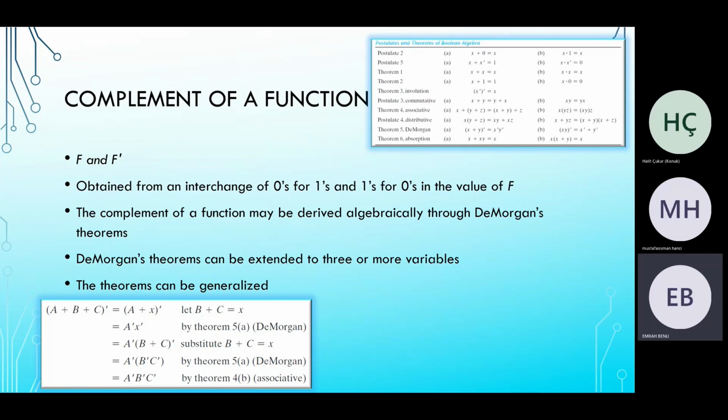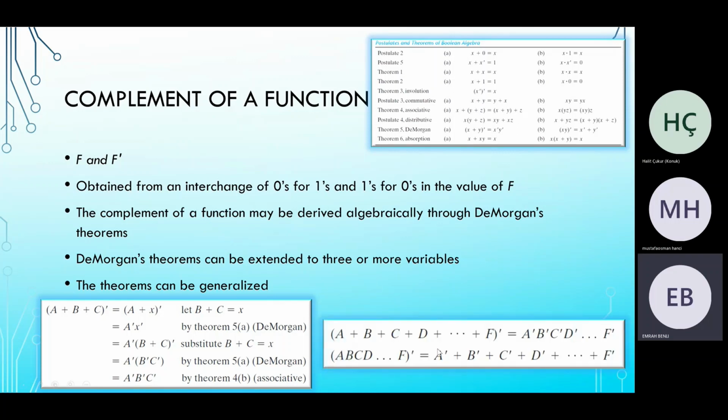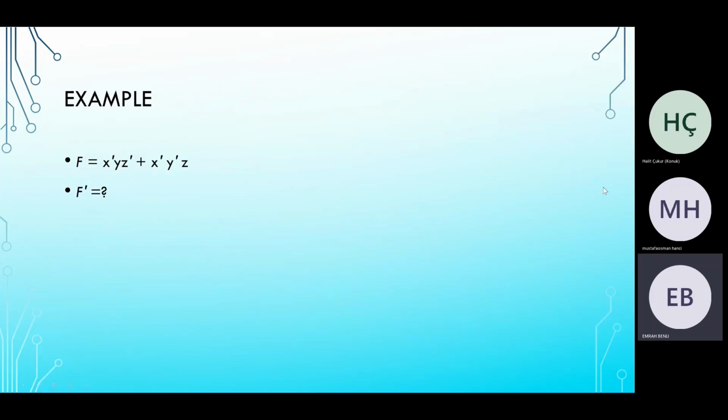and the theorems can be generalized, and we can have also more variables here, A, B, C, D. We can go up to whatever you want, and we just complement the variables here, and we get the dual of the operators. If it is OR, we make them AND. And here we get the complement of variables, and instead of AND, we have OR now for each variable. And let's go to an example.